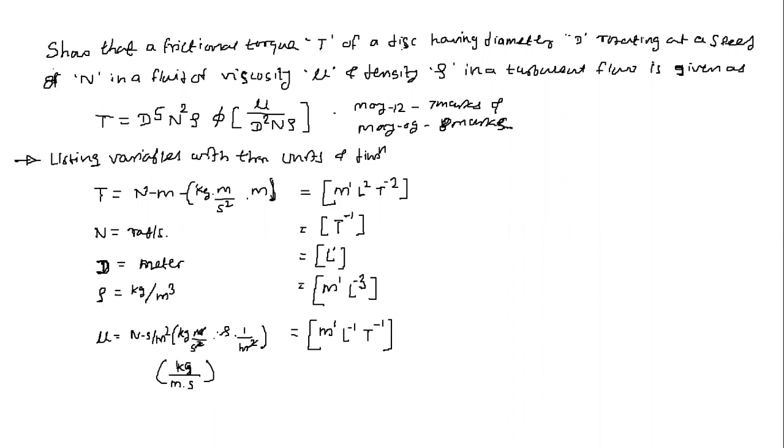So we had t, n, d, rho, and mu. How many total physical quantities are involved here? That is a small n I would like to write. How many physical quantities are there now? Physical quantity 1, 2, 3, 4, and 5. So the total physical quantities involved in this equation or in this relationship are 5.